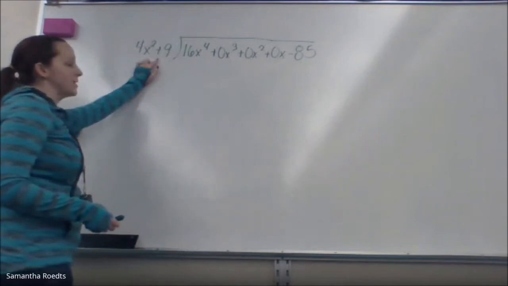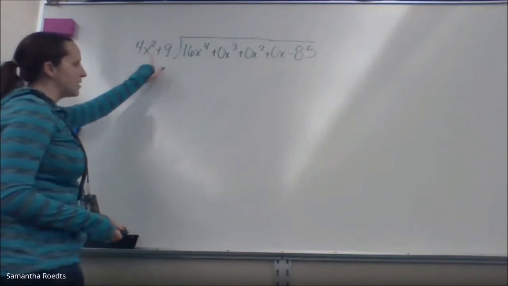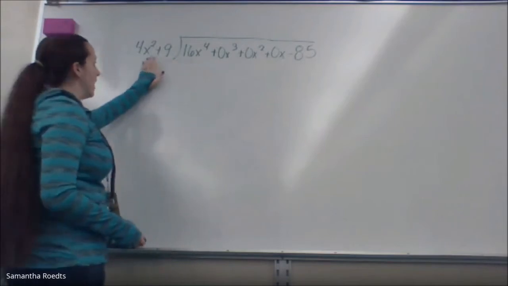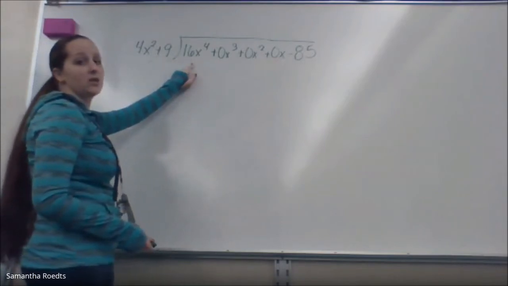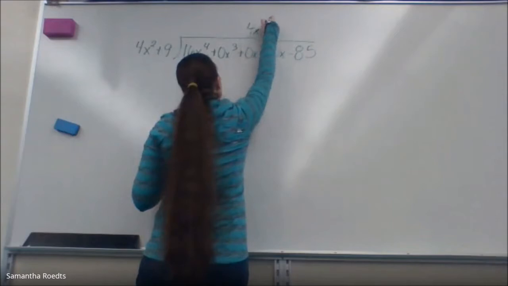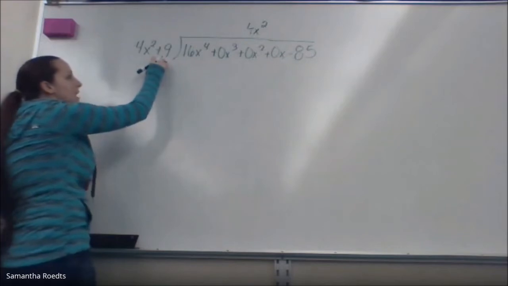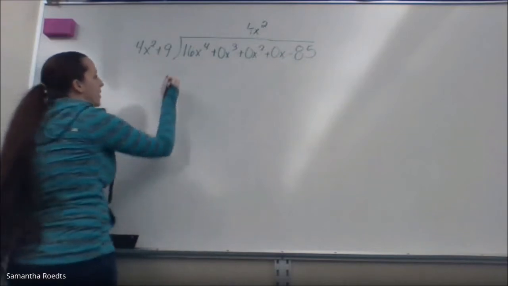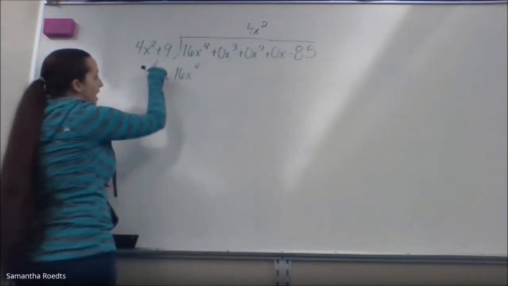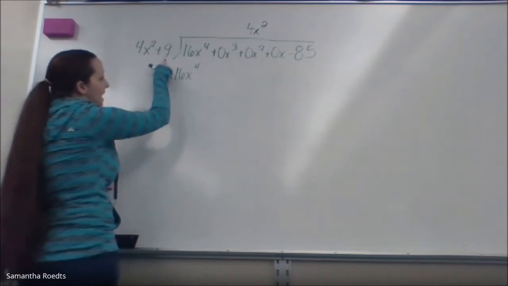So I get 4x squared plus 9 on the outside, that's my divisor. So I have to ask myself, what times 4x squared gets me 16x to the 4th? Well, 4 times 4 gives me 16, and x squared times x squared gives me x to the 4th. So 4x squared. Okay, so now I have to multiply that 4x squared times everything outside. So 4x squared times 4x squared is 16x to the 4th, and 4x squared times 9 is going to give me 36x squared.